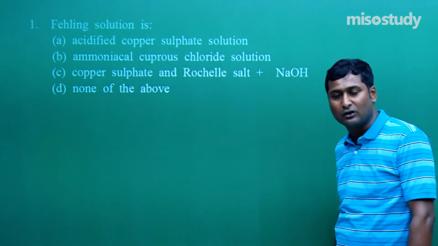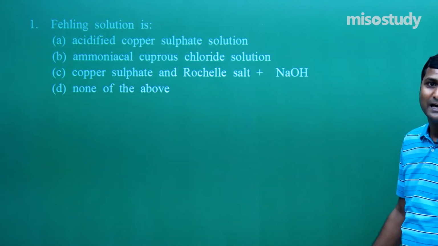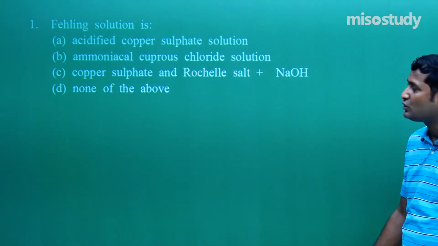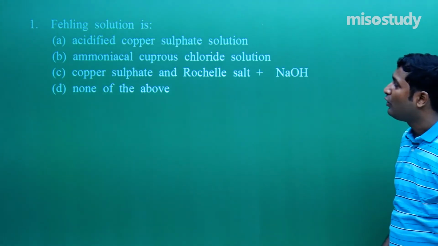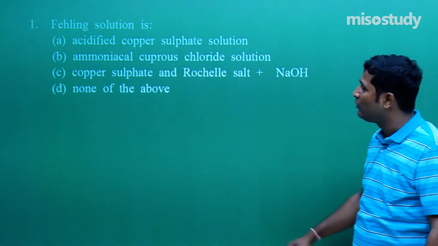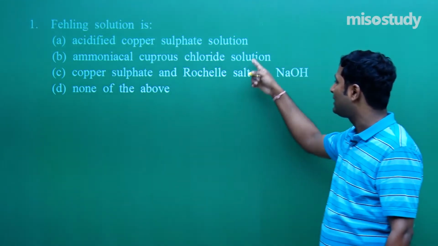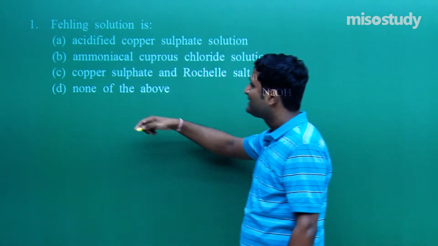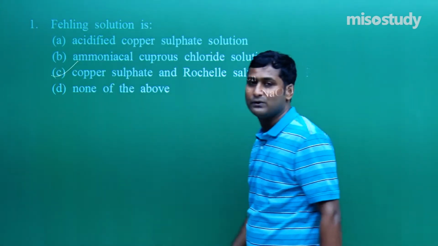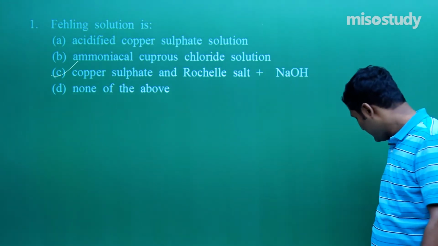As we know, Benedict solution, Fehling solution and Tollens reagent are all used as tests for aldehydes and ketones, aromatic aldehyde, aliphatic aldehyde. Fehling solution, as I discussed during my lecture, is copper sulfate and Rochelle salt plus NaOH. So for question number 1, C is the correct option. Clear what I am telling? For question number 1, C is the correct option.